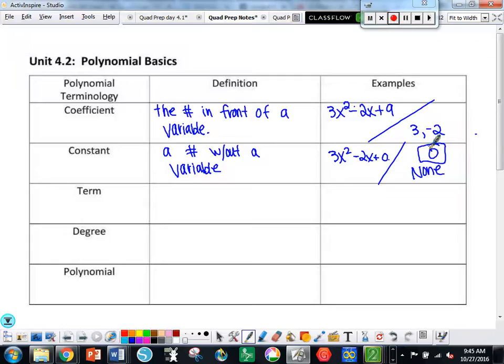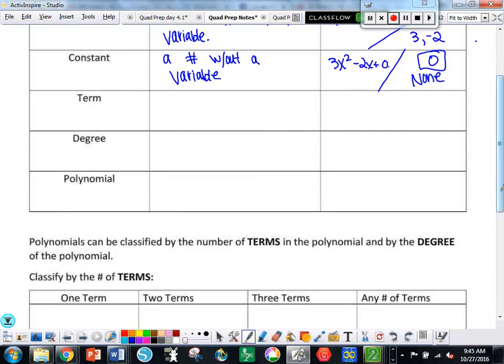All right, a term. I don't know why, but a term is very hard for me to define. So let me give you the example first. This right here is a term. This right here is a term. And this right here is a term. And then I'm going to connect those terms with add or subtract.